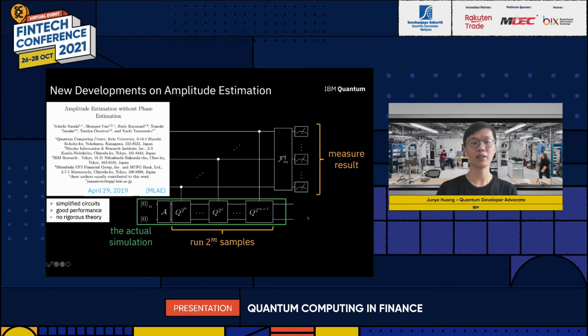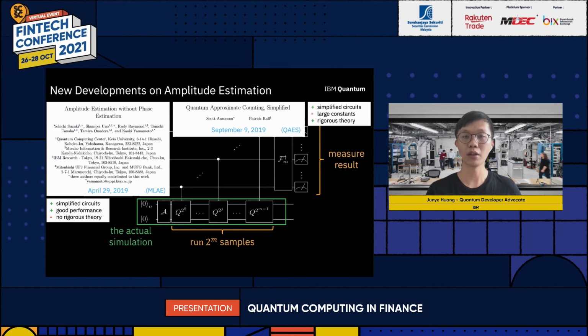But in the last 2 years, we have made a very big advancement in this field, trying to improve this algorithm. Our collaborators at Mitsubishi Bank in Japan, collaborating with IBM Research in Tokyo, found out that you don't actually need this overhead. You can just focus on this one, significantly reducing the number of qubits and the gates. The problem is that it doesn't have a rigorous theory to prove it. But very quickly we improved.